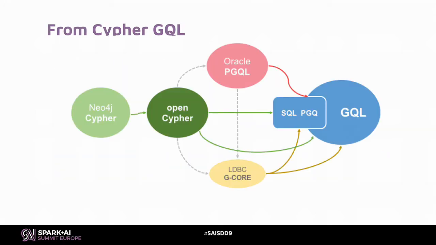So if we think about the question, from Cypher to GQL, this is diagrammatically representing what's been going on, the different influences. So Neo4j Cypher, in 2015 we turned into the openCypher project. The openCypher project has led to about 11 implementations of Cypher currently, 5 of which are commercial products.